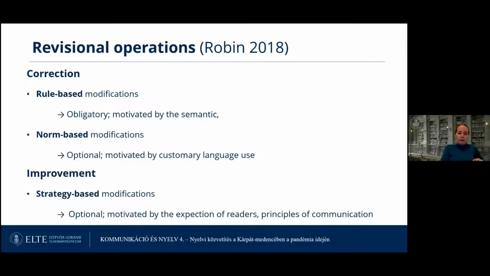These are motivated by the customary language use of the language. But there are also improvements to be done, and these are done by strategy-based modifications on the part of the reviser. These are optional and motivated by the expectations of readers and the principles of communication, in order to make the text more processable for the receivers. When revisers employ these revisional operations, revision proves to be effective. So these operations serve the improvement of the quality of translations.